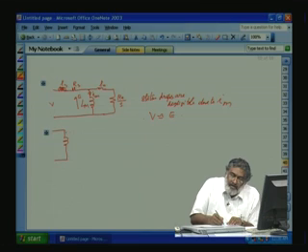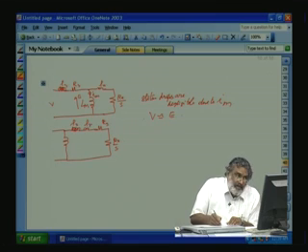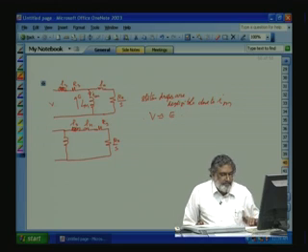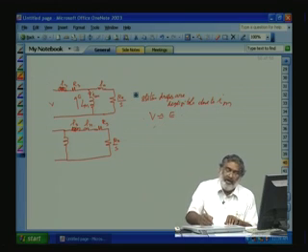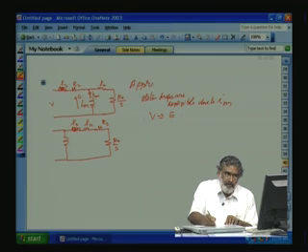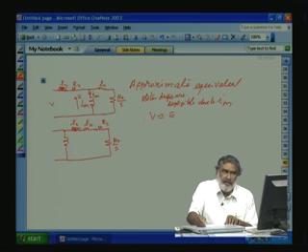But the rotor current also flows through the stator, so we will not neglect that. So our approximate equivalent circuit is like this: RR by S, RS, LS, LR. Now, if you see here, we will look at the output power again from the approximate equivalent circuit.